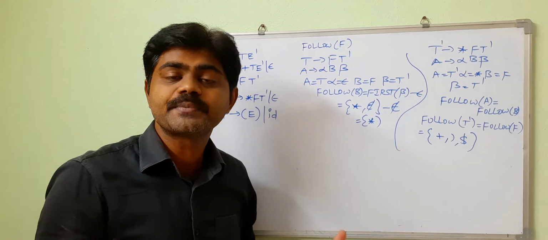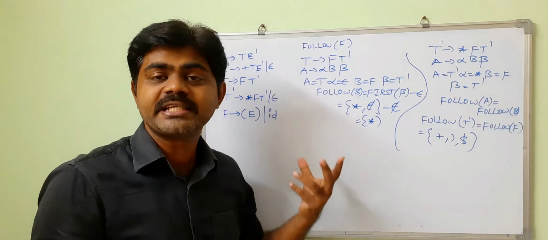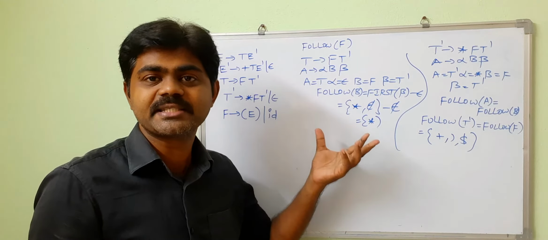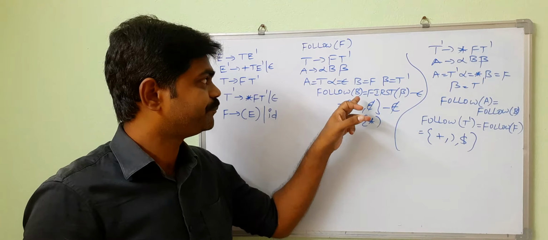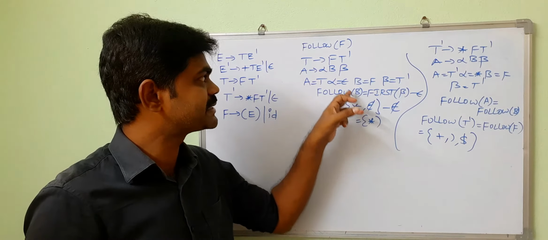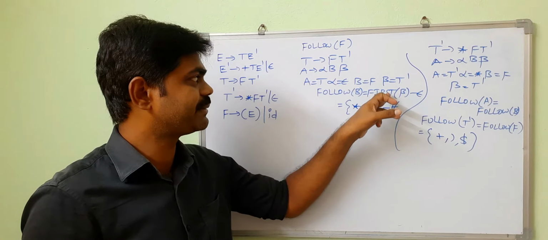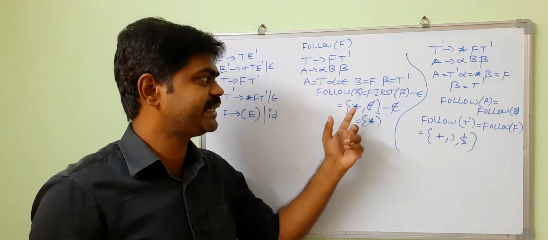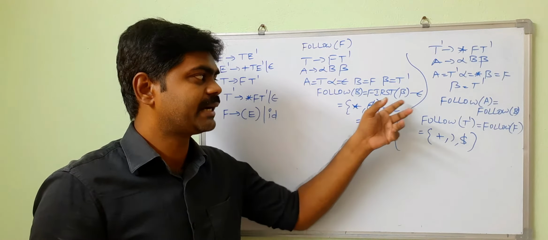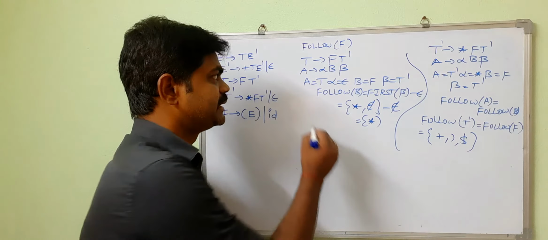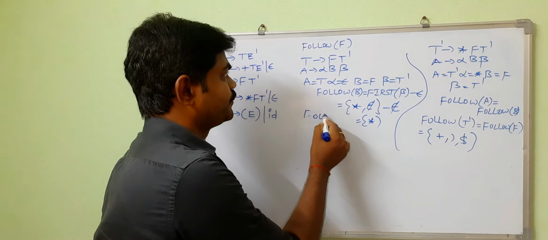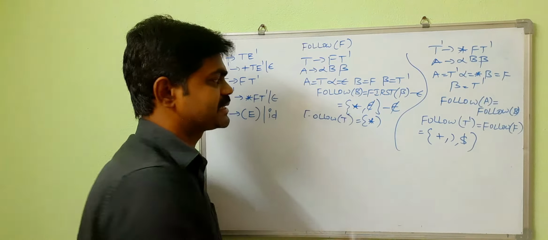So if alpha equal to epsilon, we go for rule 2, that is follow of B equal to first of beta minus epsilon. So follow of B means capital F here. First of beta means T'. So first of T' equal to star comma epsilon, and minus epsilon. Epsilon gets cancelled, and follow of T equal to star.